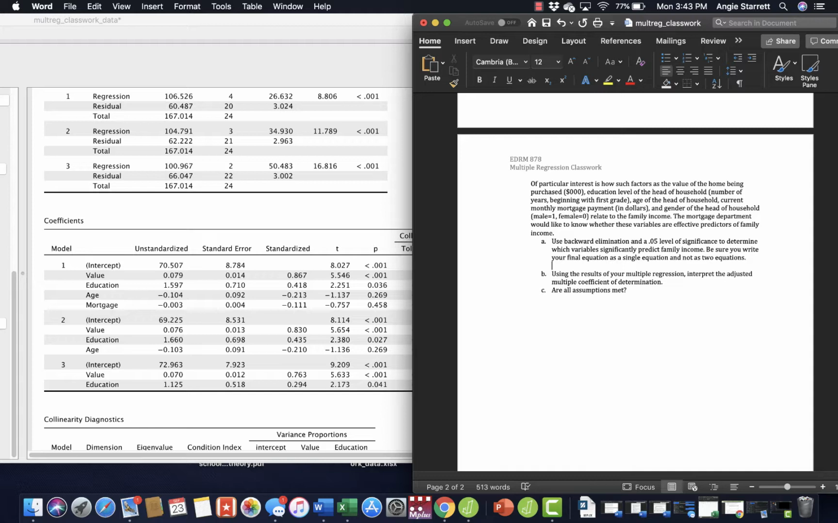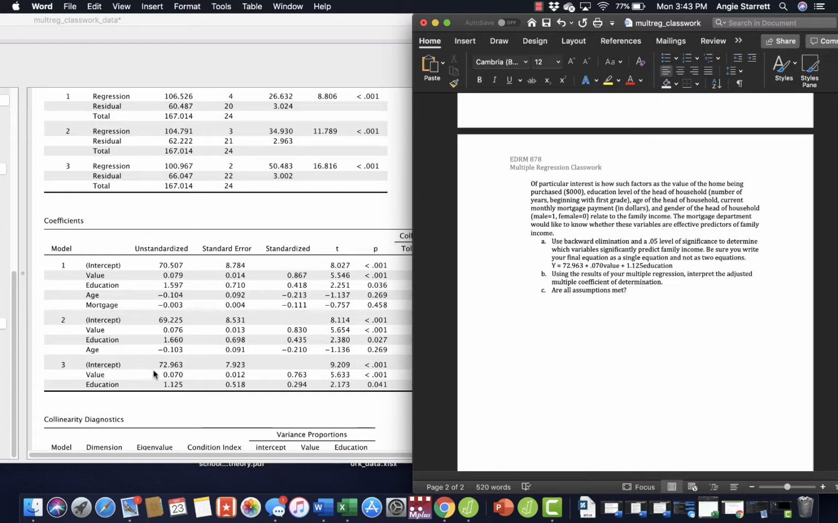All right, so what does that mean? It means that y equals, and we're looking only at our third iteration here in the coefficients table, 72.963 plus 0.070 times value plus 1.125 times education.